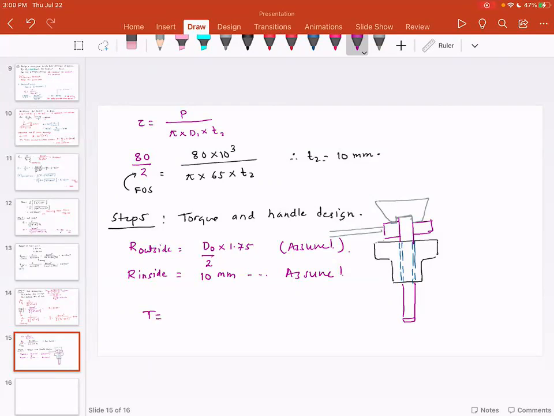So the friction torque is equal to 1/2 times mu times W times (R outside plus R inside) divided by 2. The value of mu you can consider to be 0.25. Substitute these values, and you will get approximately 320 Newton meters. So 320 multiplied by 10 to the power 3 Newton millimeters.